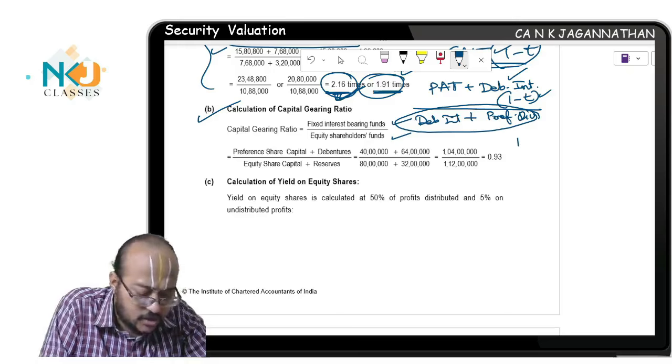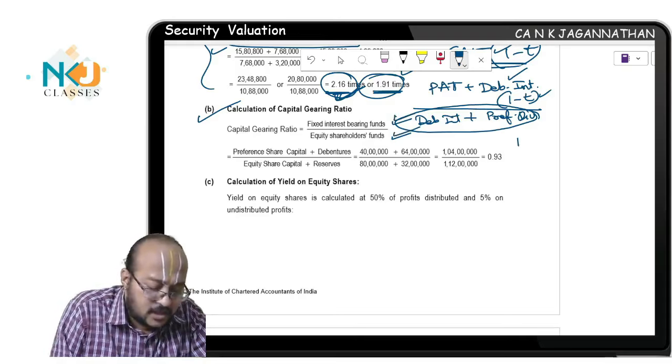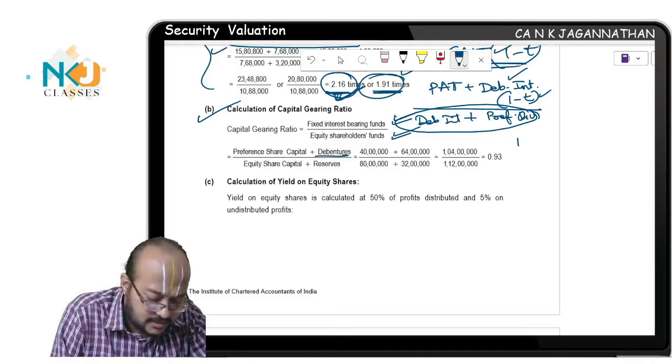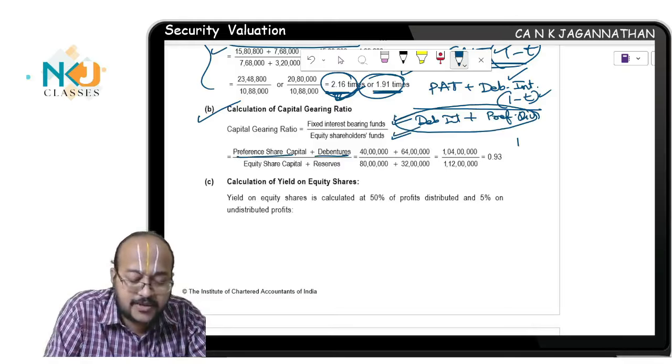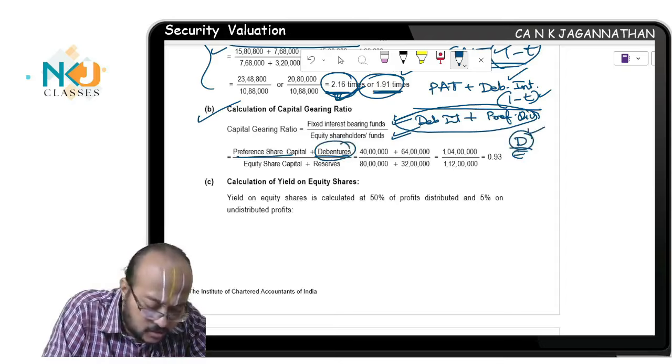See, capital gearing ratio is fixed interest bearing funds divided by equity shareholders' funds, which means preference share capital plus debentures divided by equity share capital plus reserves and surplus. In debt equity ratio, we compute debt by equity. In the numerator, either debt alone, debenture alone, this portion alone we will consider.